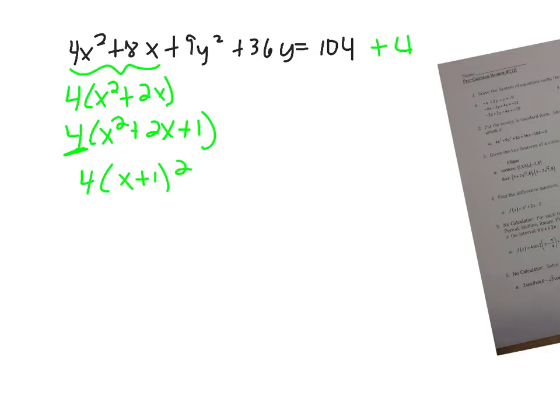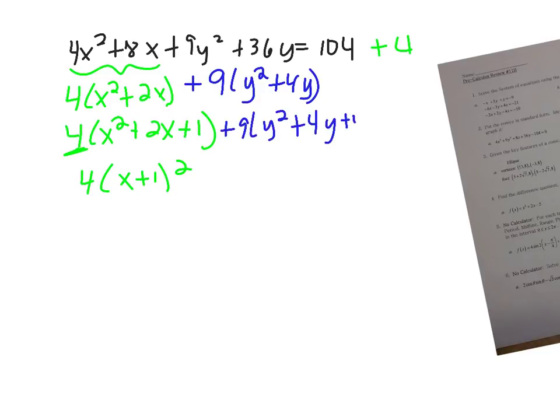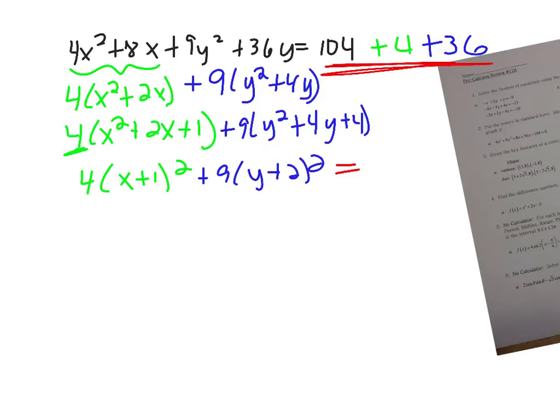All right, next one. So we factor out the 9. So it's 9 times y squared plus 4y. So we have half of 4 is 2, squared is 4. Multiply that by 9 is 36, add to the other side. So we have plus 9 times y plus 2 squared. And when I add up the right side over here, I get 144.